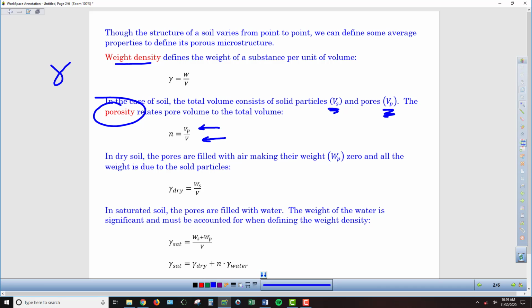Now in a dry soil, we talk about the dry density, but then if it's saturated with water, we have what's called the saturated density. So for a dry soil, we have this dry density, so gamma dry is going to be the weight of the soil particles divided by the volume. So again, density is that force per unit of volume.